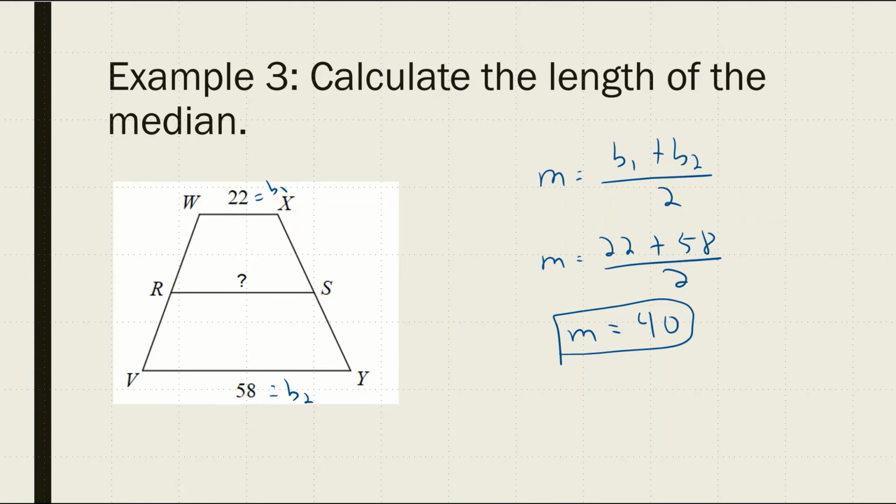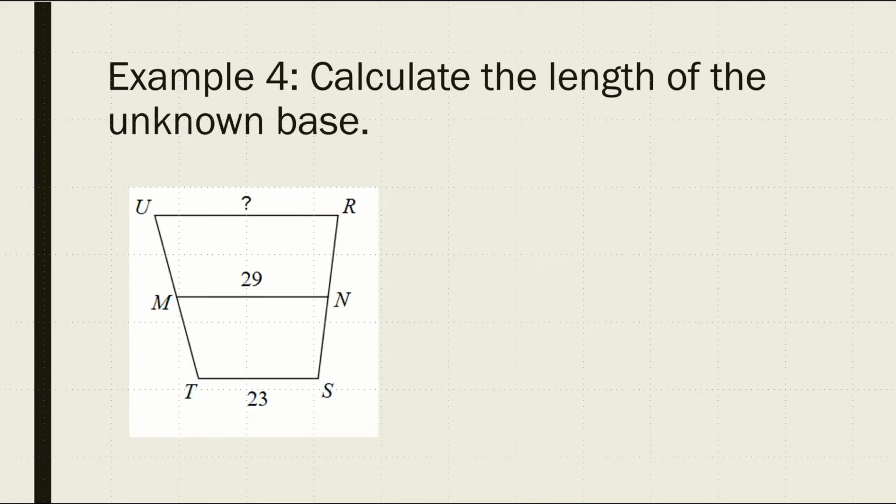Okay, so let's try this next example. Example 4 asks you to calculate the length of the unknown base, knowing that the median is 29 and one of the bases is 23. So we're going to have to use the equation that we know and solve for one of the bases. Remember, the median is just B1 plus B2 divided by 2. Median is 29, and one of the bases is 23. B2 is just a variable, and then we divide by 2.